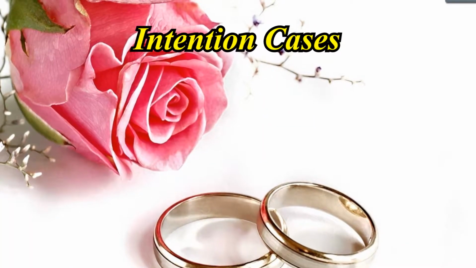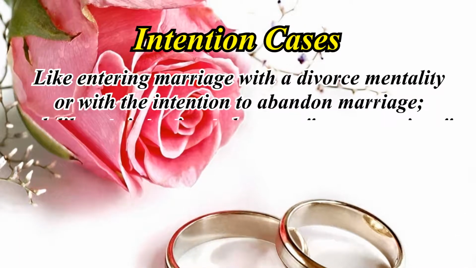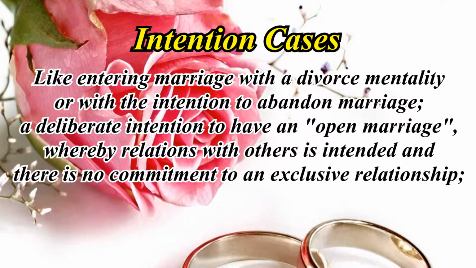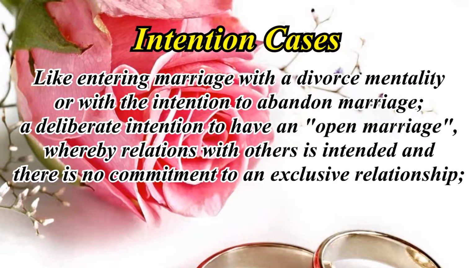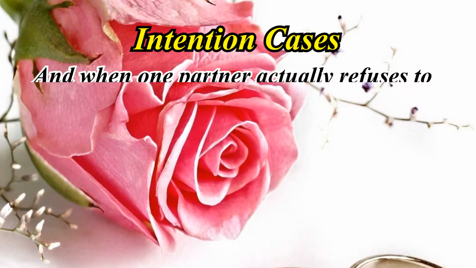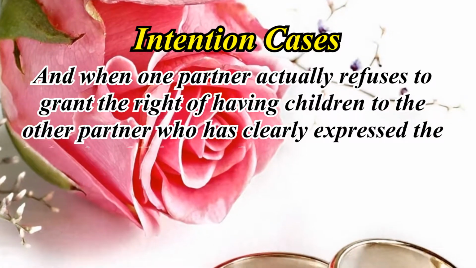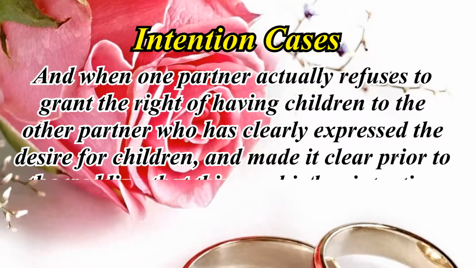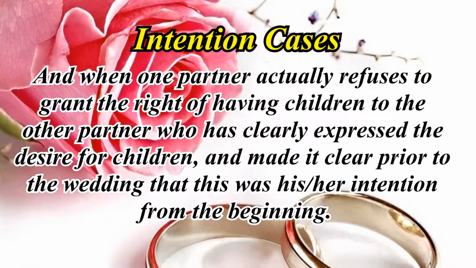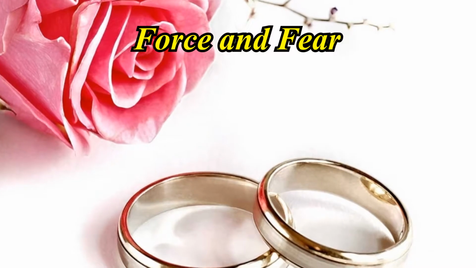Number 3, intention cases, like entering marriage with a divorce mentality or with the intention to abandon marriage, a deliberate intention to have an open marriage whereby relations with others is intended and there is no commitment to an exclusive relationship. And when one partner actually refuses to grant the right of having children to the other partner who has clearly expressed the desire for children and made it clear prior to the wedding that this was his or her intention from the beginning.